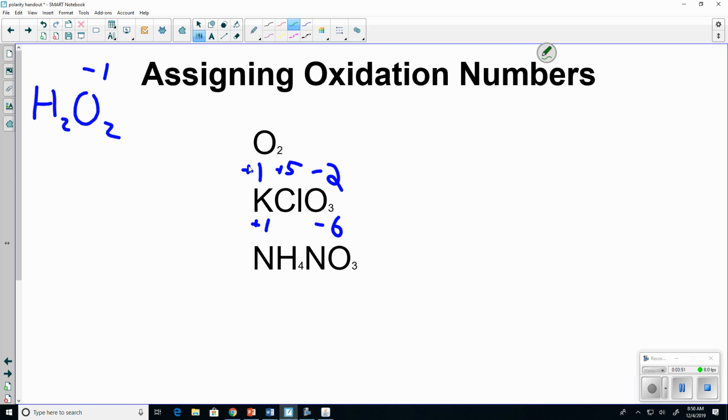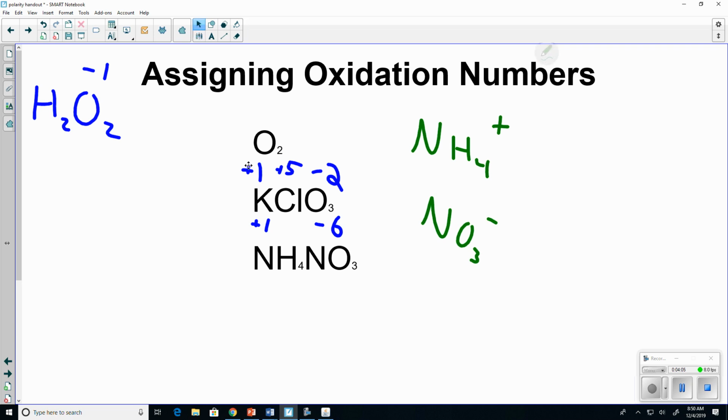Second problem on the bottom is a little bit trickier because it has 2 polyatomic ions. NH4 is a polyatomic ion with a +1 charge. NO3 is a polyatomic ion with a -1 charge. Sometimes it makes sense to figure it out per polyatomic ion. Hydrogen, unless it's bonded to a metal, and nitrogen isn't, is a +1 oxidation number. And because of that, with there being 4 of these, that nitrogen must be a -3, because -3 plus +4 would equal a +1.